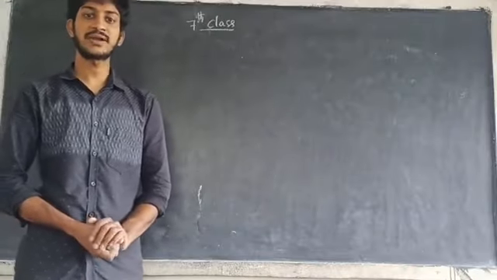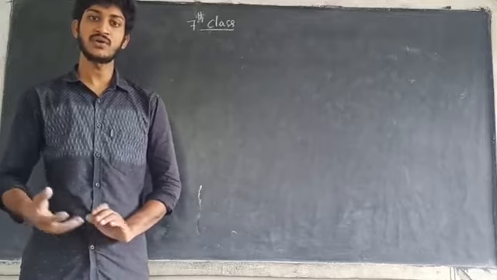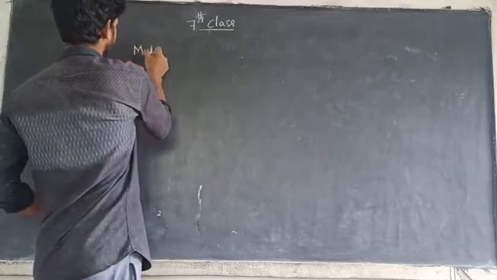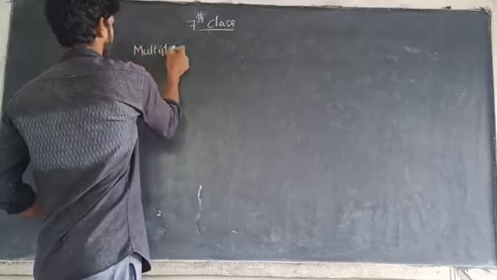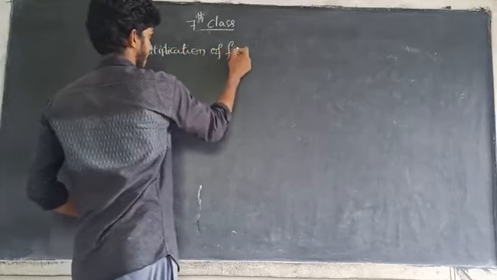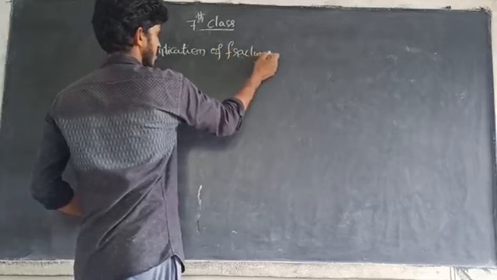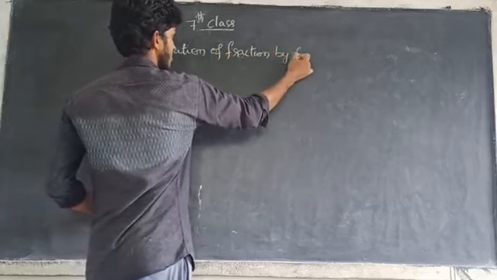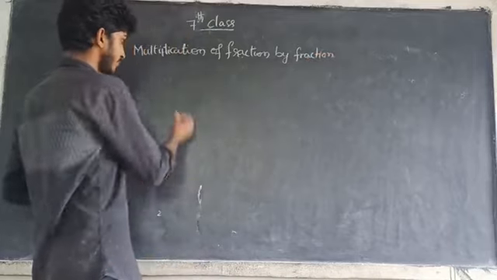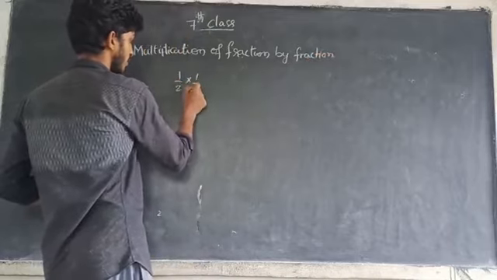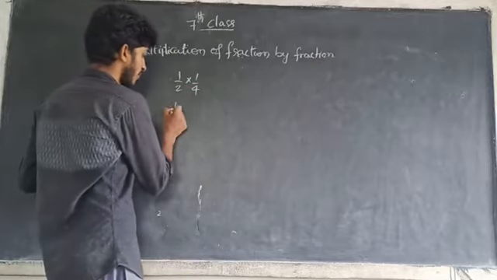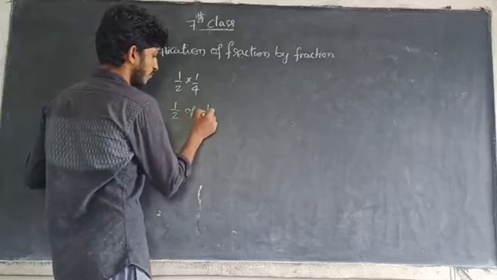In the previous class we discussed multiplication of fractions by whole numbers. Here, multiplication of fractions by fractions. Okay, see here an example: 1 by 2 into 1 by 4. It means 1 by 2 of 1 by 4.